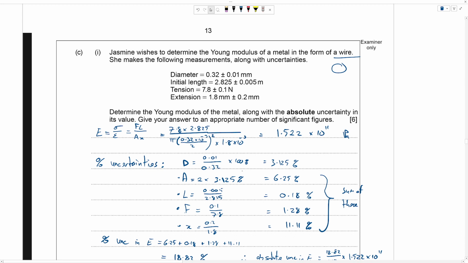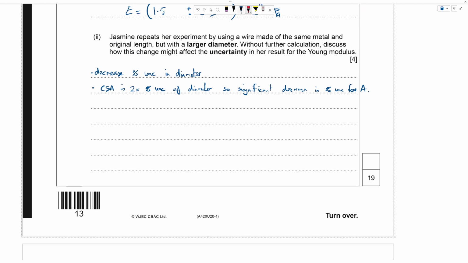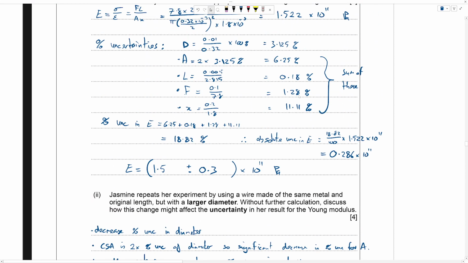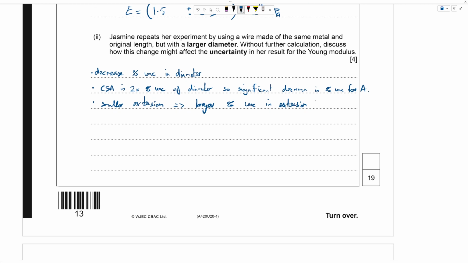But if we look at this equation, since we're not changing F, we're not changing L, and we can't do anything about E, if we double the diameter, for example, that is 4 times the cross-sectional area. Therefore, the extension that we will experience will be 4 times smaller. So that is going to be a significantly smaller extension. So therefore, smaller extension implies larger percentage uncertainty in extension. And if we look at these results, that is actually the bigger factor, the percentage uncertainty in the extension.